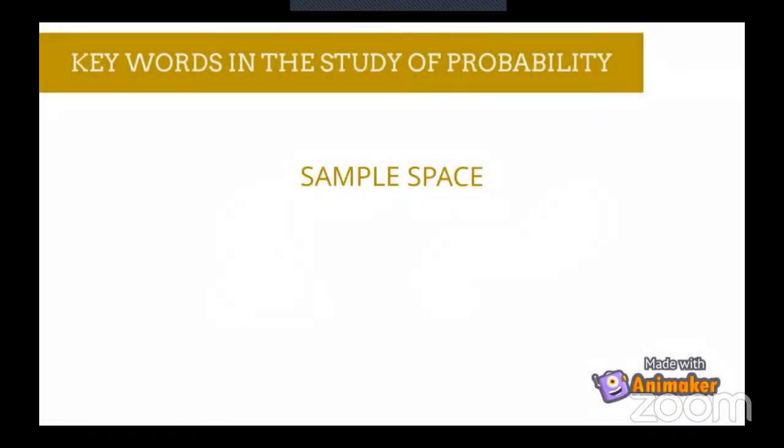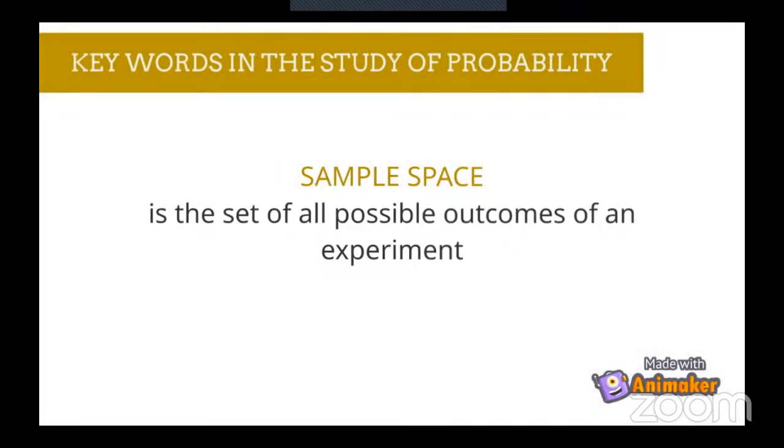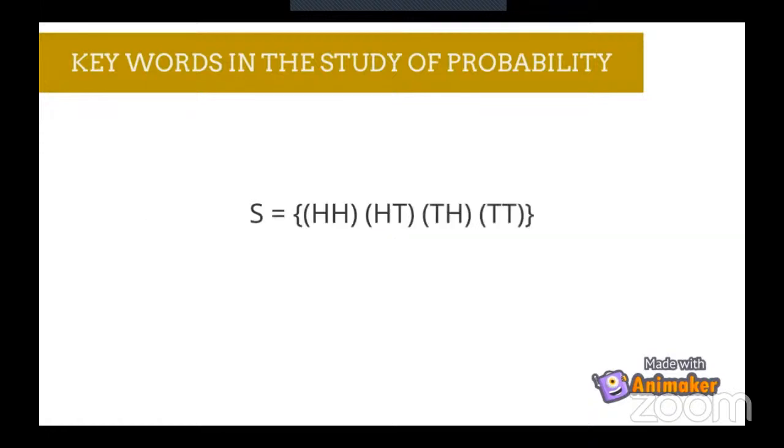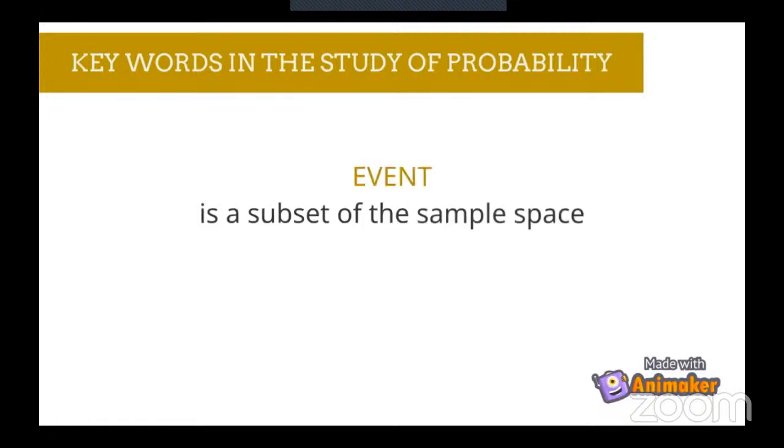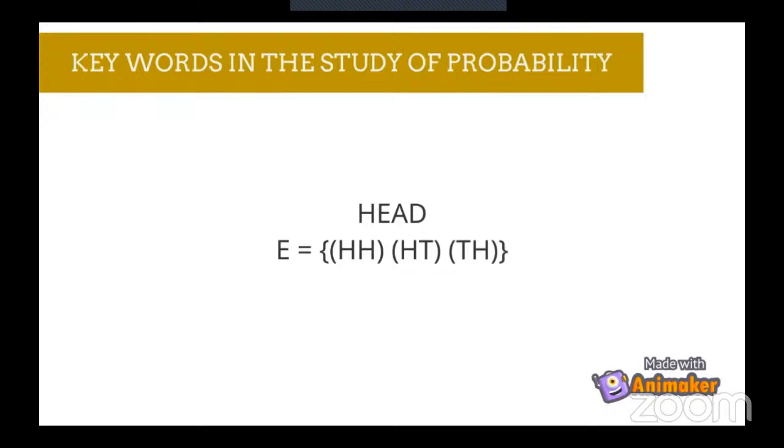The third one is sample space. It is the set of all possible outcomes of an experiment, such as when we are tossing a coin, the sample space will be S equals HH, HT, TH, TT. H is head and T is tails. And the fourth one is event, which is a subset of the sample space. For example, if we were to determine the outcomes that have at least one head, the event will be E equals HH, HT, and TH.